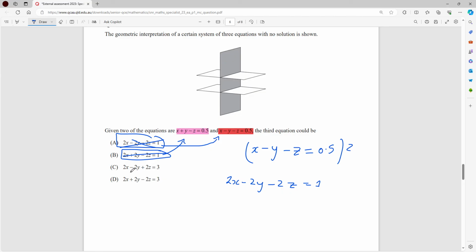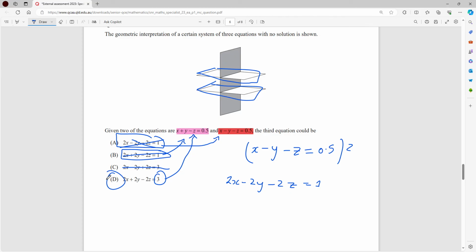This one isn't parallel to either of them, so it's incorrect. And this one is parallel to this one here, but it's got a different number, so they're not on top of each other, which is a situation like we have here. So D is the correct answer.